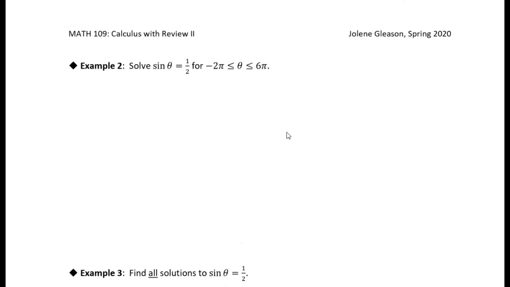Okay, we'll just stop there. All right, so let's take a look at this example. It's pretty straightforward. We're just trying to find where the sine of theta is 1/2. Okay, but we're asked to find where sine of theta is 1/2 between negative 2 pi and 6 pi.